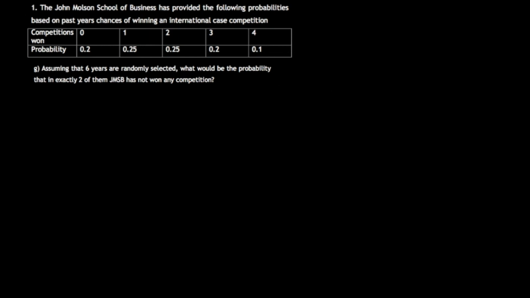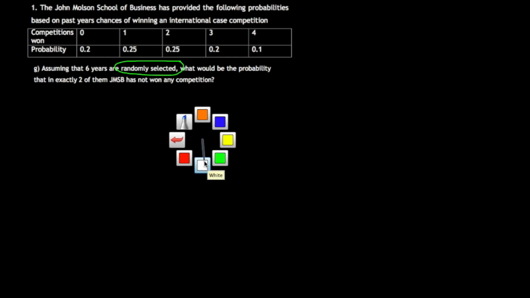So when they say, assuming that 6 years are randomly selected, when you see those key words, randomly selected, you should right away think binomial, okay? A random selection within a given discrete probability. The absolute best way to solve this is binomial. So very briefly, I'm going to introduce binomial because we're going to cover it in detail in question 2, okay? So let's just go ahead and see that real quick.